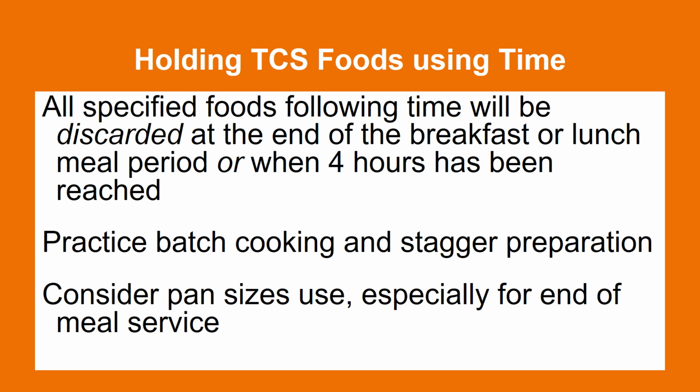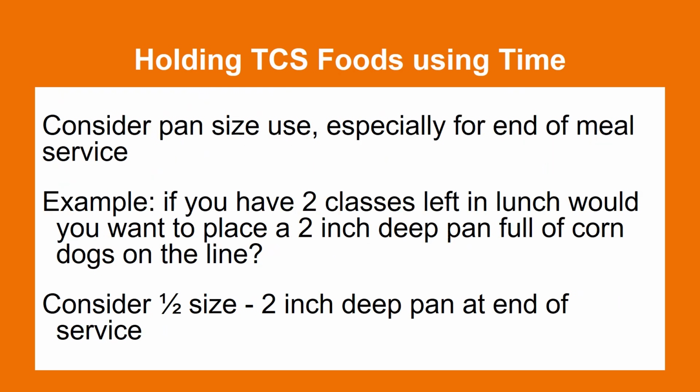Practice batch cooking and stagger preparation. Consider pan size use, especially for end of meal service. So for example, if you have 2 classes left in lunch, would you want to place a 2-inch deep pan full of corn dogs on the line? Consider half size, 2-inch deep pans at the end of service.